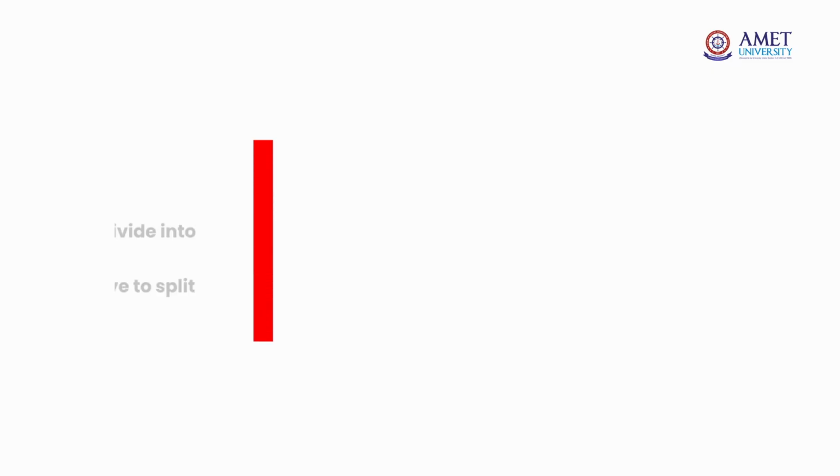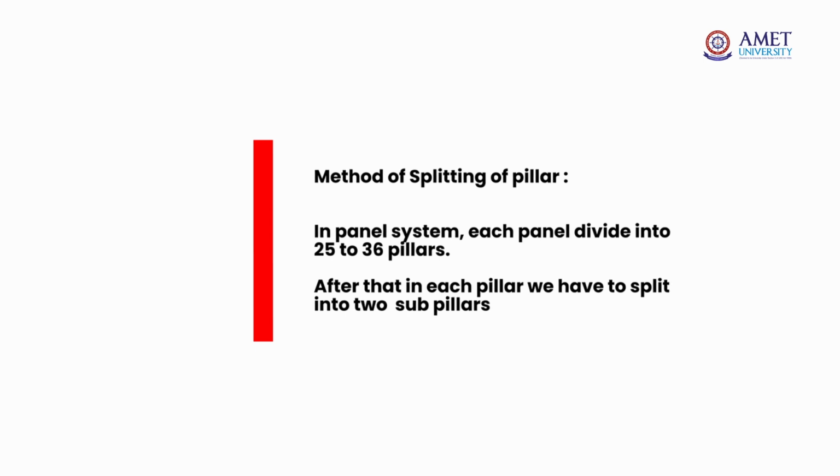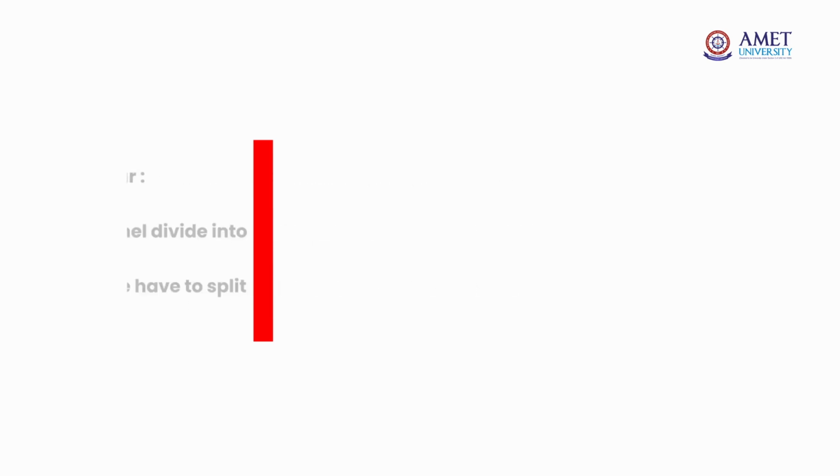Method of splitting. Once the panel is developed, the panel is converted into pillars, then the pillars are split into two or more parts based on the size of the pillars. For example, in one panel we take 25 to 35 or 36 pillars. Each pillar we are going to divide into two parts, that is the splitting part. The split parts are known as sub pillars. For example, the method of splitting is performed in the diagonal and step diagonal methods. One by one we will see in the diagram.